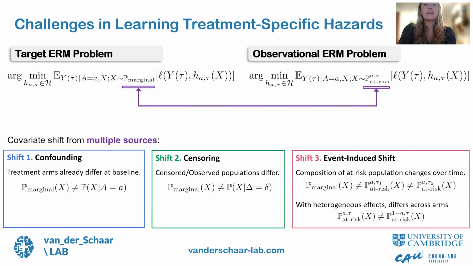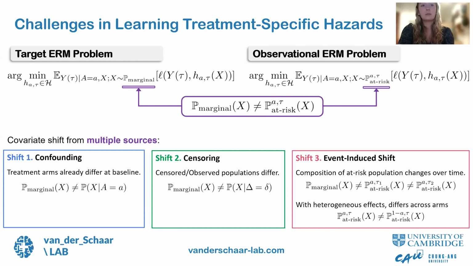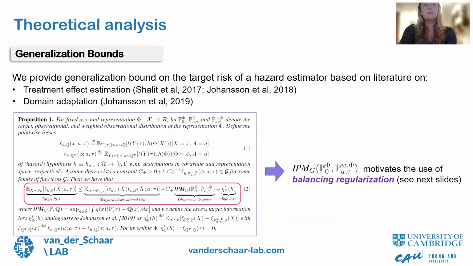And if the treatment effect is also heterogeneous, so if a treatment is more effective for some covariate values, then this also means that the population will start to differ between treatment arms over time. Overall, this means there's a lot of potential for covariate shift, and the marginal and the at-risk distribution are very likely to not be the same. We then analyze the effects of this and provide a generalization bound on the target risk of a hazard estimator based on the literature on treatment effect estimation and domain adaptation. I don't have time to go into this now, but the only thing I'd like to mention here is that, as often appears in the treatment effect literature, there's this IPM term appearing that penalizes the distance between the at-risk and the marginal distribution.